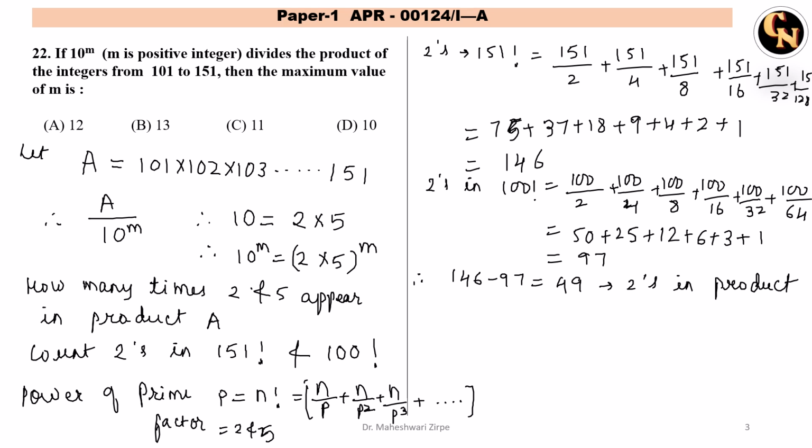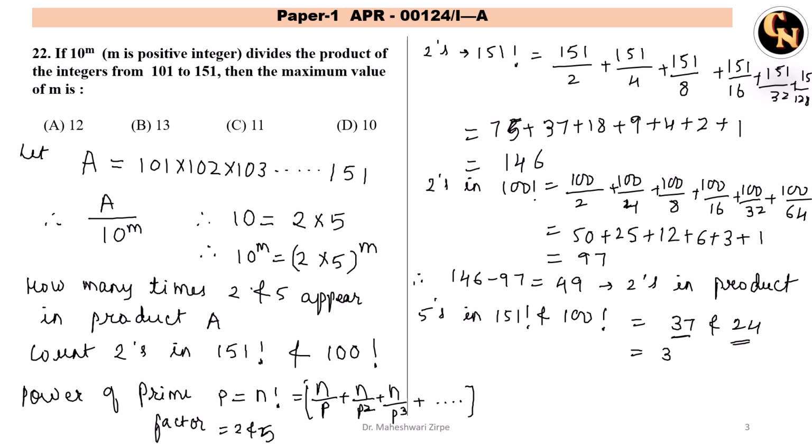Okay. Similarly, we have to find the 5's in 151 factorial and 100 factorial. In a similar fashion, if you do it for 151 factorial and 100 factorial, we get the numbers 37 and 24. In the same fashion, what we have done here, we will be doing for 151 and 100. So it comes out to be 37 and 24.